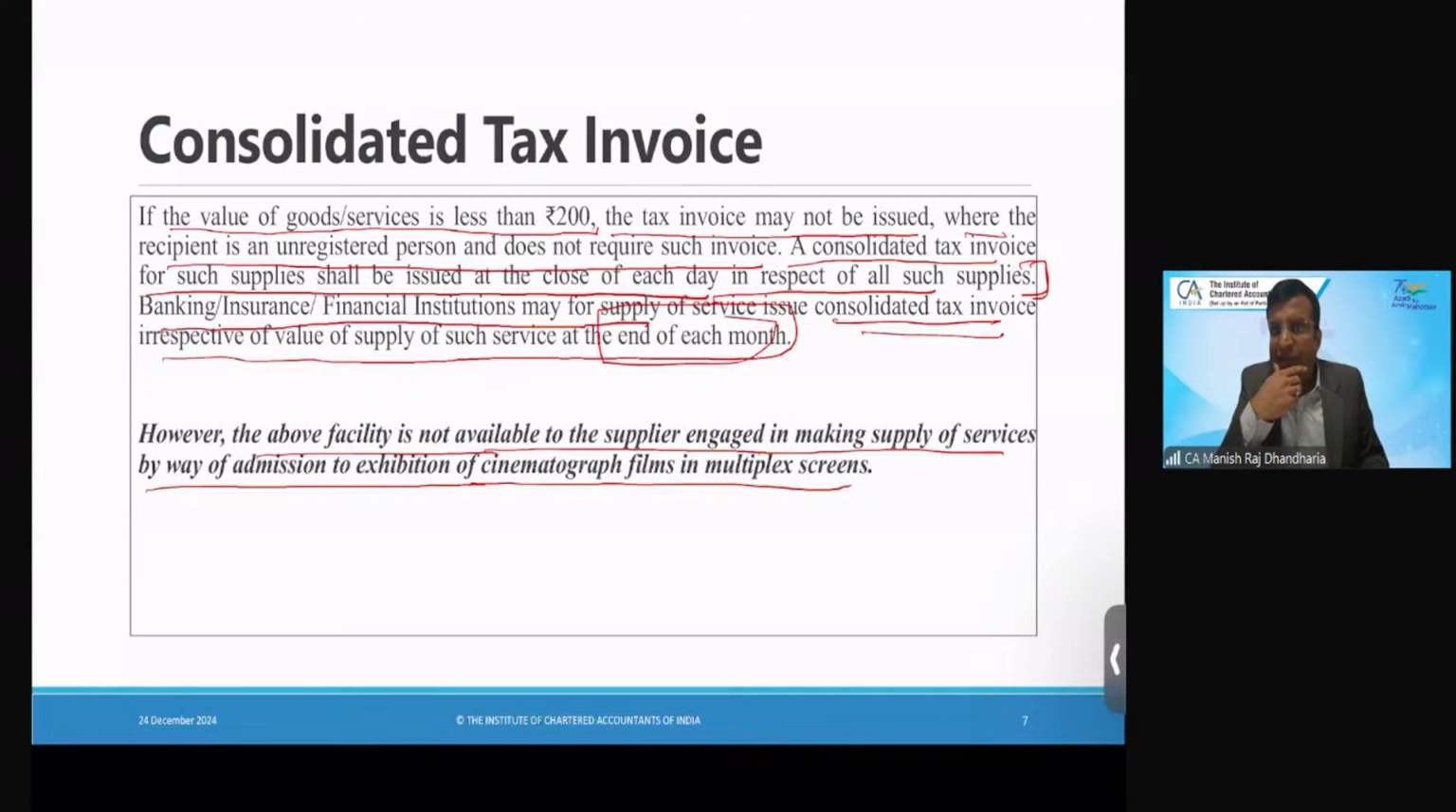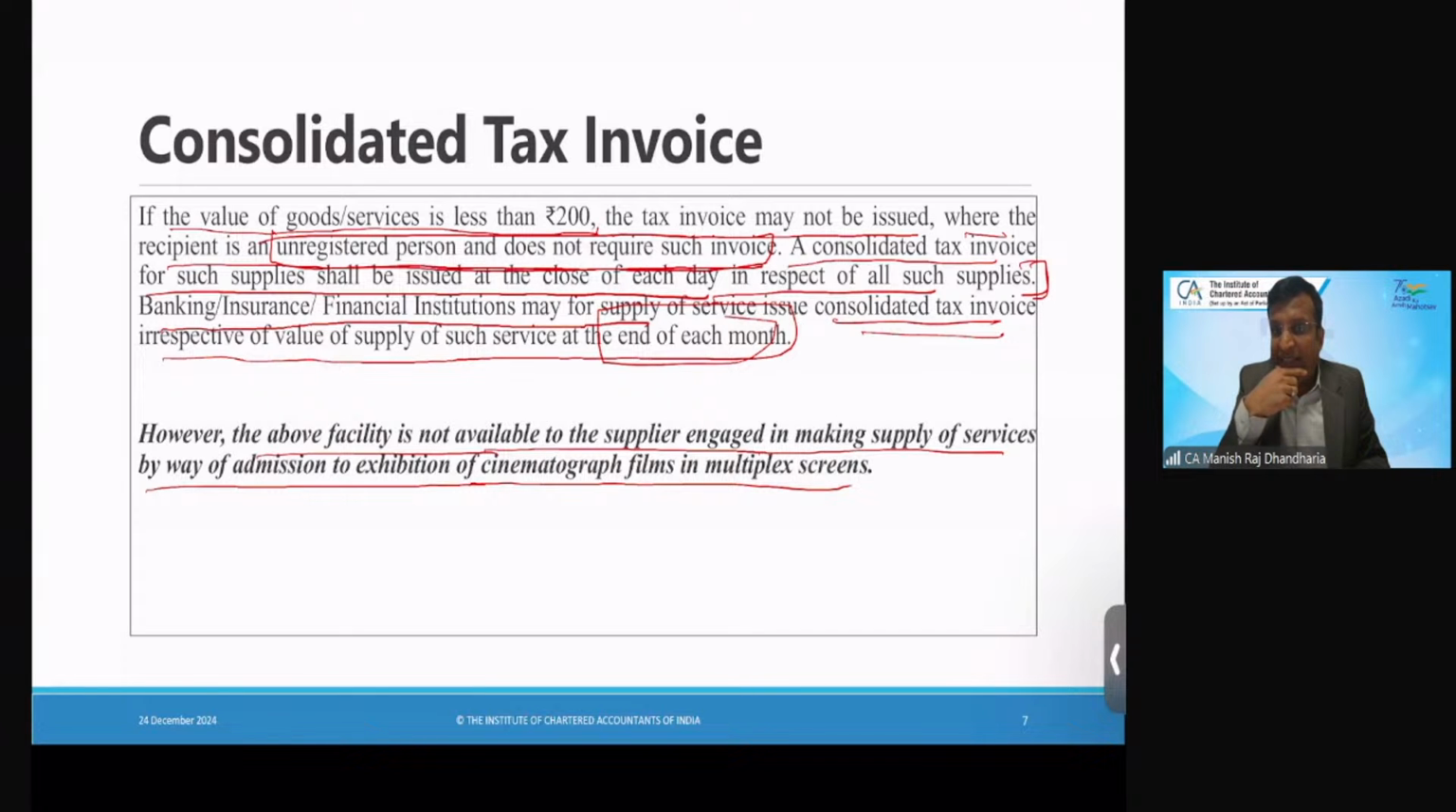So any question in this? Let me read. There is one question. An unregistered person demands tax invoice, but in that case, the customer does not have the GST number. So, sir, without GST number can we issue invoice? Yes, you have to. What is written? Just read over here. ये वाली line पढ़िए. Is an unregistered person and does not require such invoice. अगर वो मना करेगा इनवॉइस नहीं चाहिए तभी आप अवॉइड कर सकते हैं. अगर वो इनवॉइस मांग रहा है, even if he is not registered, you have to issue the invoice.